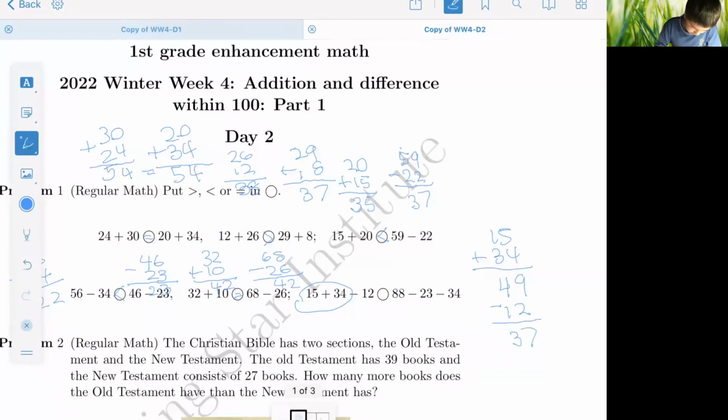On the other side, we have 88 minus 23. 8 minus 3 is 5, 8 minus 2 is 6. So the answer is 65. We then subtract 34. 5 minus 4 equals 1, 6 minus 3 equals 3. This is 31. So this is greater.